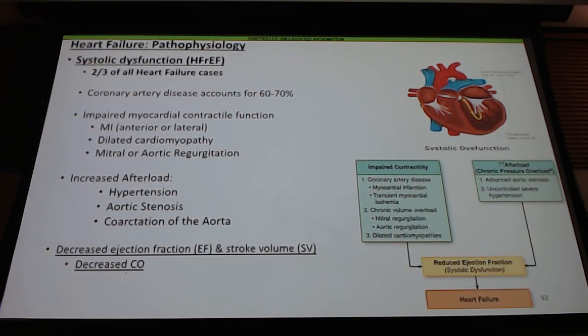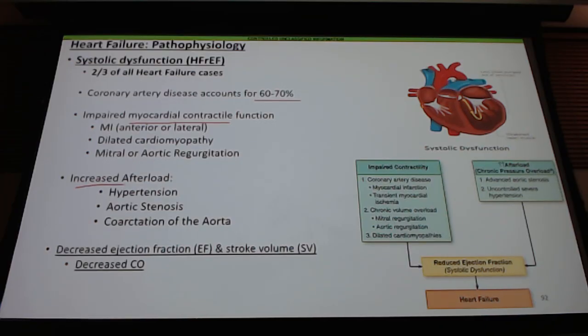When we talk about systolic dysfunction, or HFrEF, this is the most common cause of heart failure that we're going to experience, and the most common cause of it is coronary arterial disease. But what will cause this condition is one of two things. Either you're losing the contractile function of the myocardium, i.e. from a heart attack that killed myocardial cells, or there's a state where there's an increased afterload.